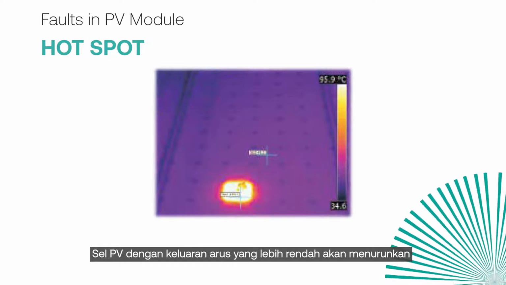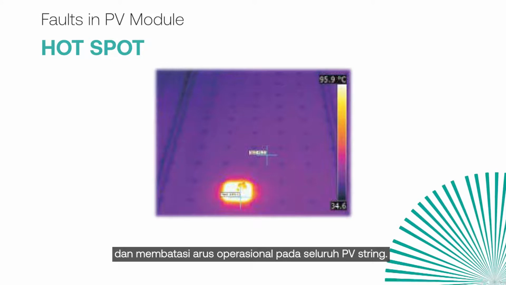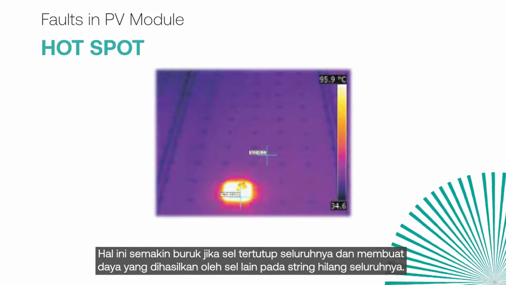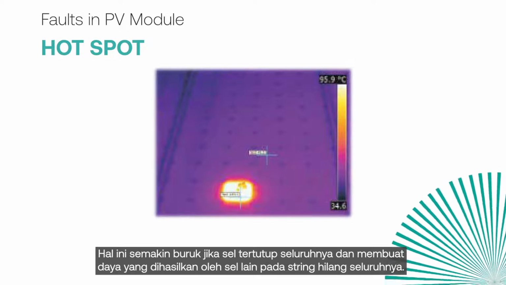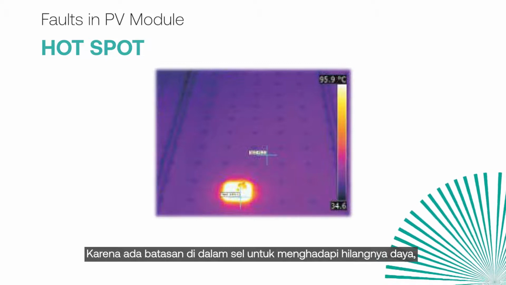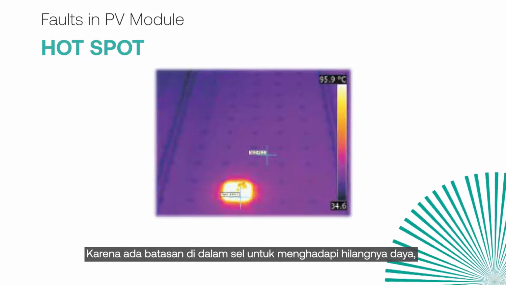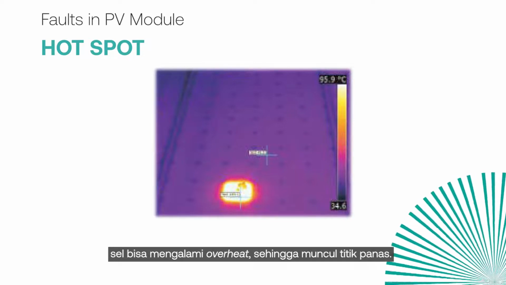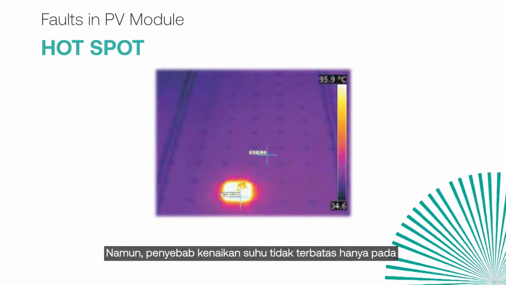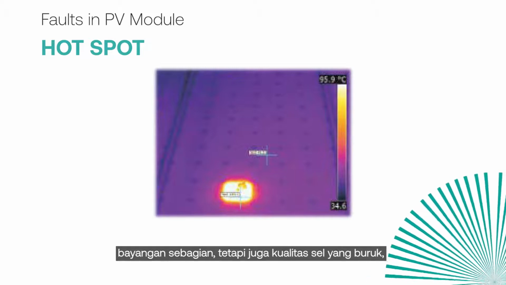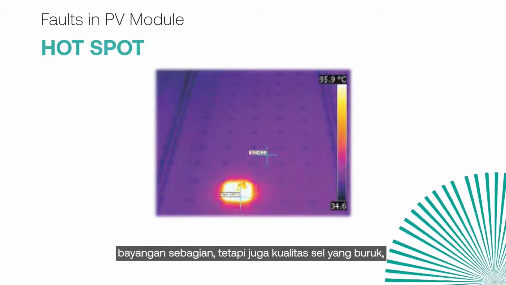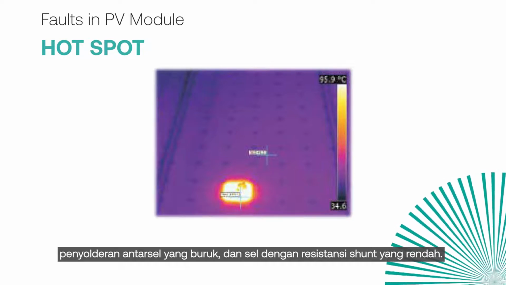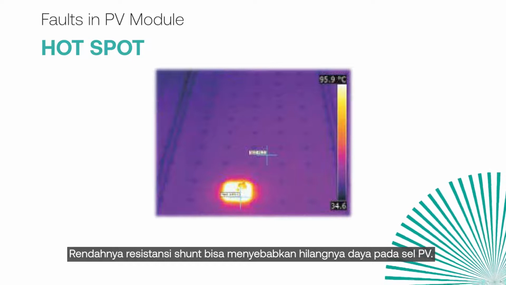A PV cell with lower output current decreases and limits the operational current of the entire PV string. This is made worse if the cell is completely shaded, which makes the power generated by other cells and the string totally eliminated. Because there is a limitation within the cells to overcome power dissipation, they can overheat, resulting in hot spots. However, the cause of temperature increase is not limited to only partial shading, but also poor cell quality, poor soldering between cells, and cells with low shunt resistance. Low shunt resistance can cause power loss in a PV cell.